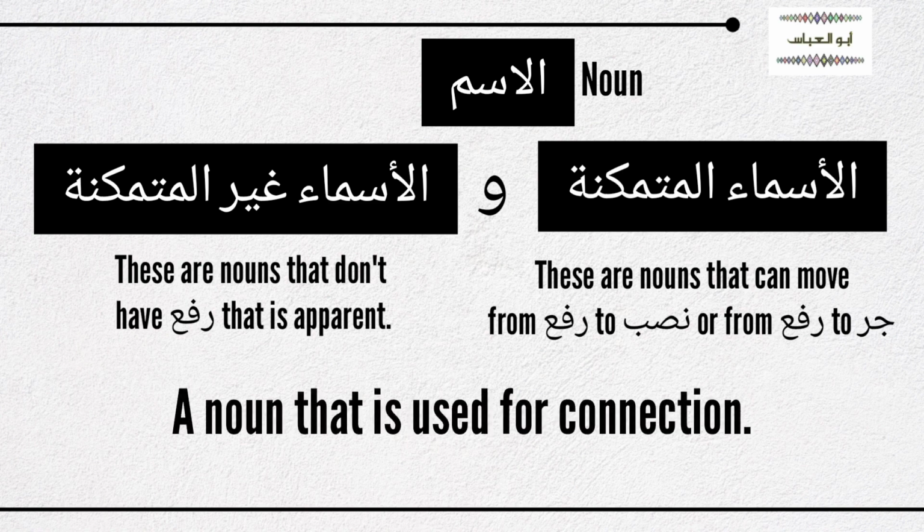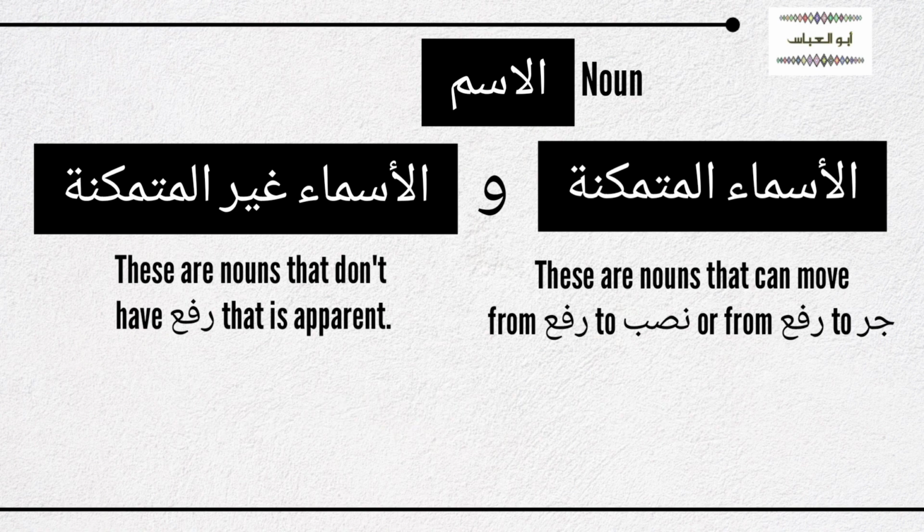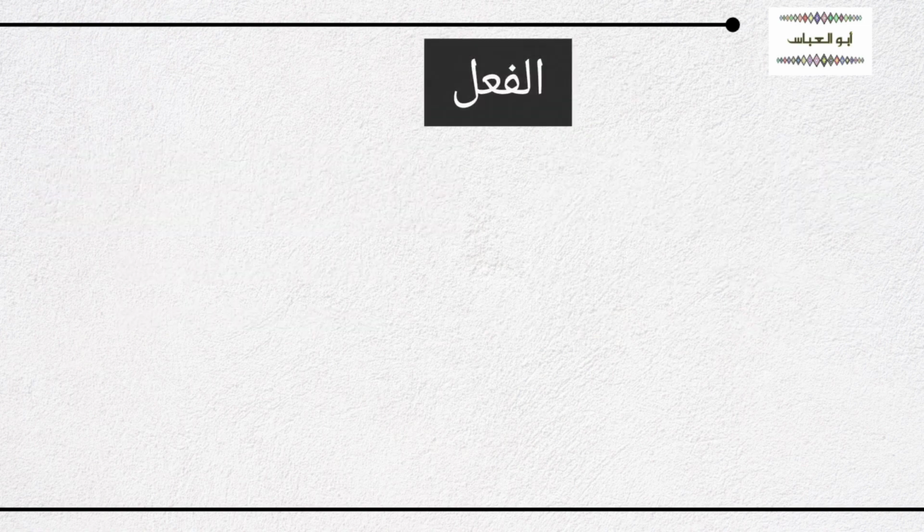It is a noun that is used for connection. So it is ismun, but from asma ghayru mutamakkina. Why does Sarf only have business with al-asma al-mutamakkina? You should note that. I also mentioned that al-fi'lu has two types, just as al-ismu has two types.